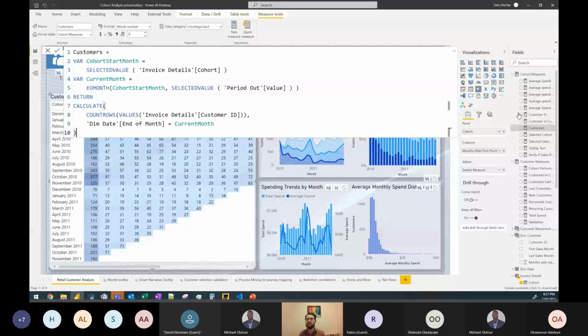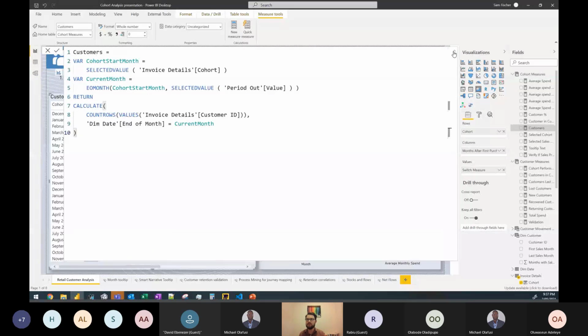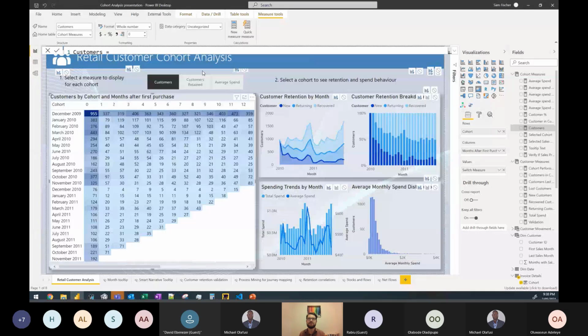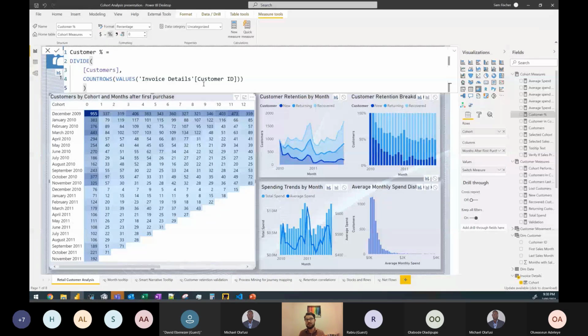Now, if we jump to our second measure in the slicer at the top, we've got customers retained, which is our customers percent measure. The way that's defined is a bit easier. We just take that original customers measure that we were just looking at, and divide it by the total number of customers in that cohort. We don't have to apply any additional filtering there. It's just one divided by the other, which makes it a little easier to get that percentage.